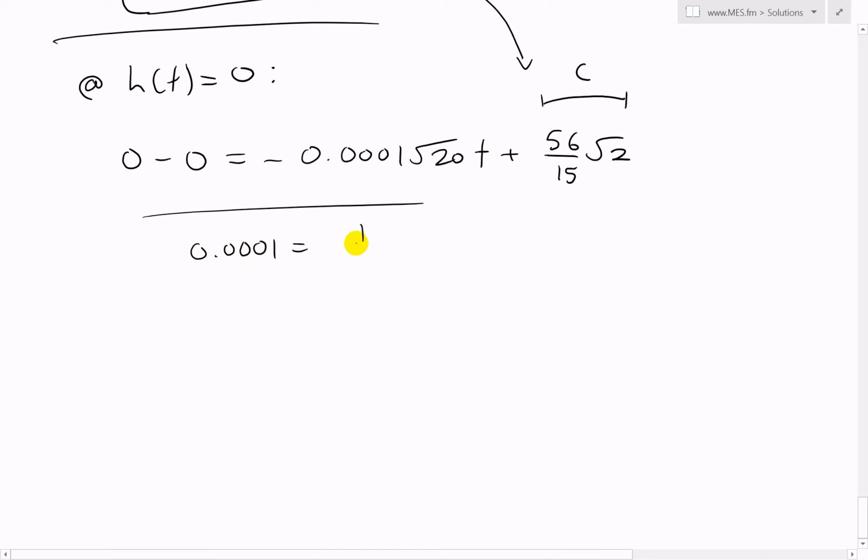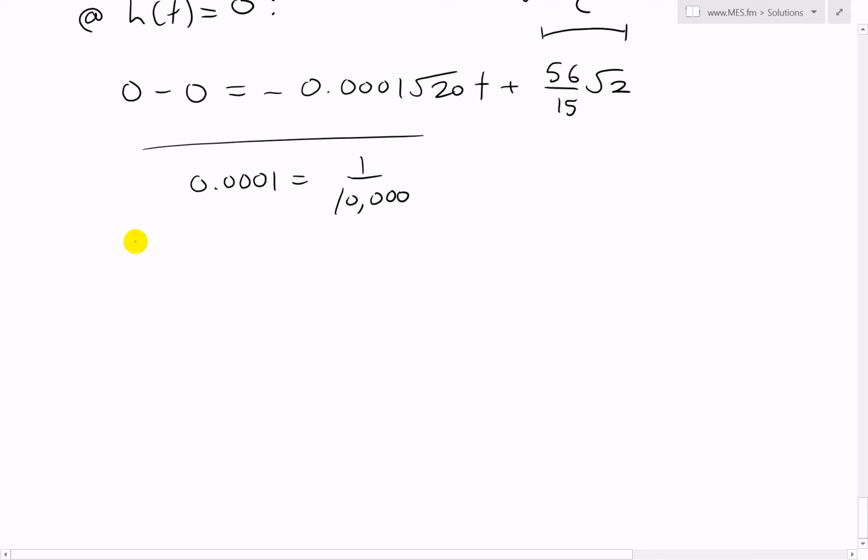This is the same thing as writing 1 over 10,000, because the number of decimal places is equal to the number of zeros here, so 1, 2, 3, 4, etc. So that's what this equals. When we move it over, we're going to have square root 20 over 10,000 times t is equal to 56.